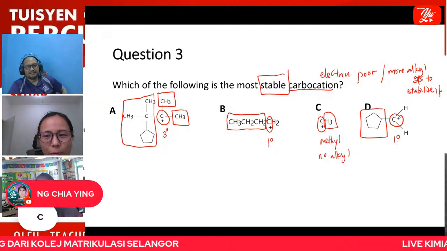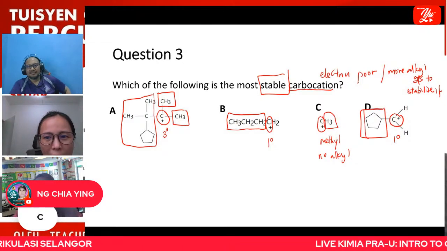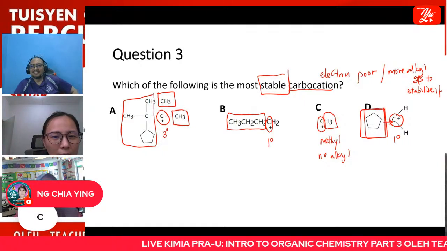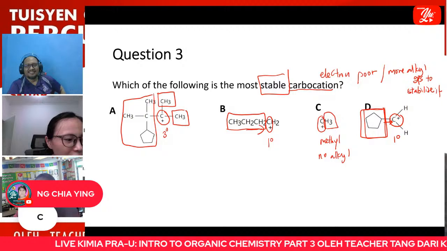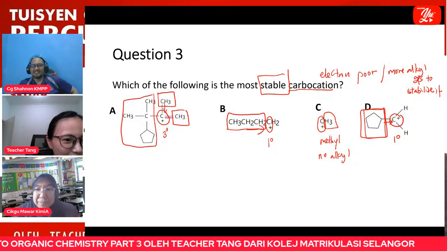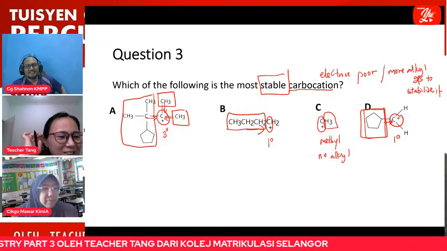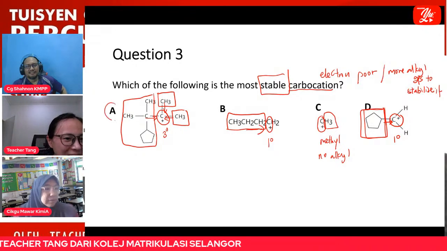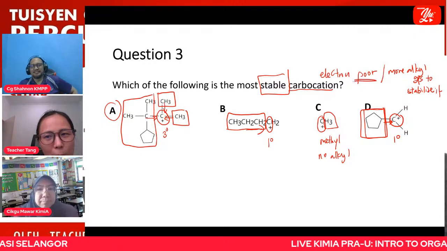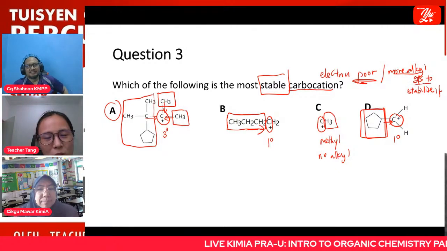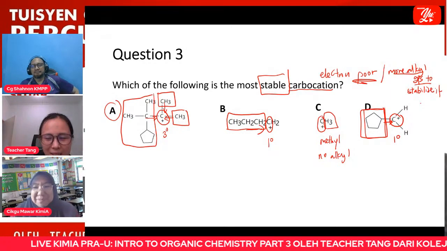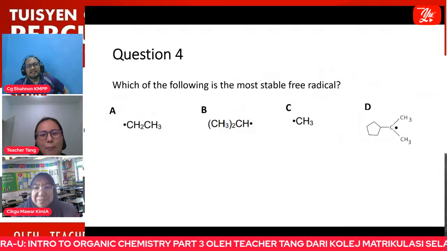If primary carbocation only has 1 alkyl group, and this one also has 1, but tertiary has 3, therefore the answer should be A. Remember, carbocation is electron poor, so it needs more alkyl groups to stabilize it. So the answer is A. We can try question number 4.